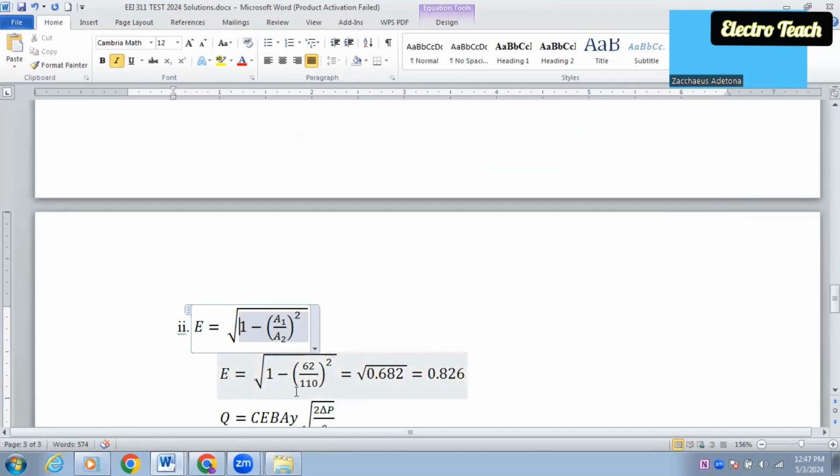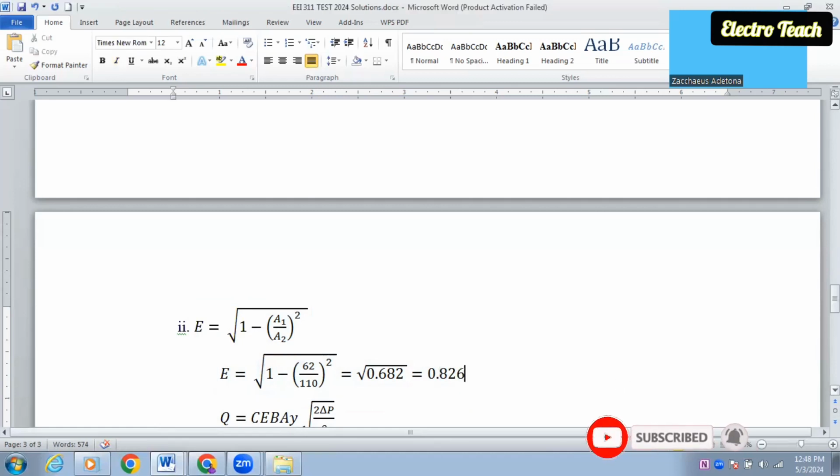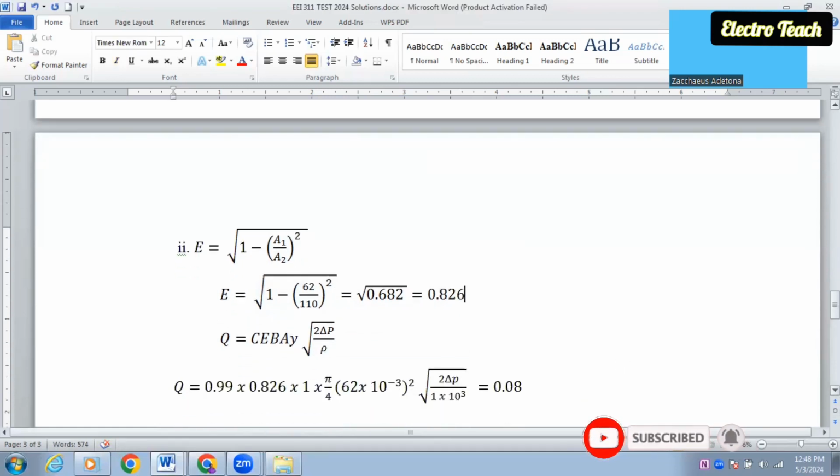So we can determine E from here. If we substitute A1 and A2, we can use their diameter for this substitution since we have a ratio. So we have 1 minus (62 over 110) squared, then we take the square root of that. With that, we come out with 0.826 as the value of E using those formula.